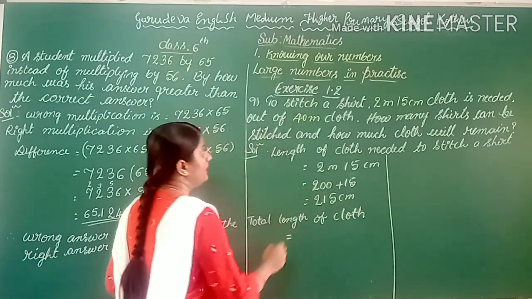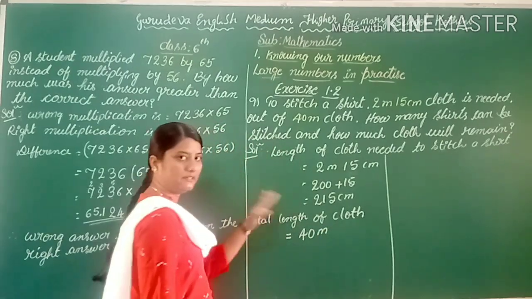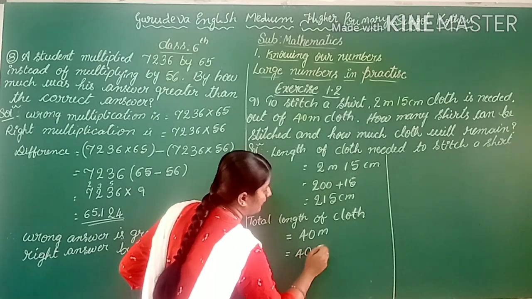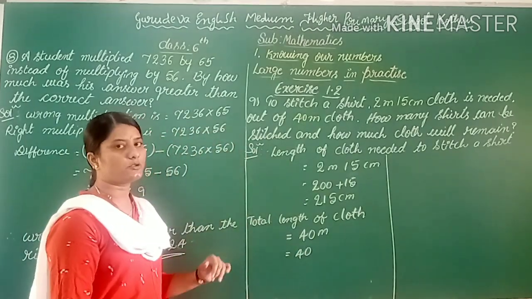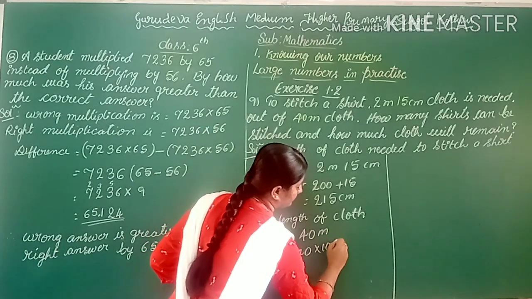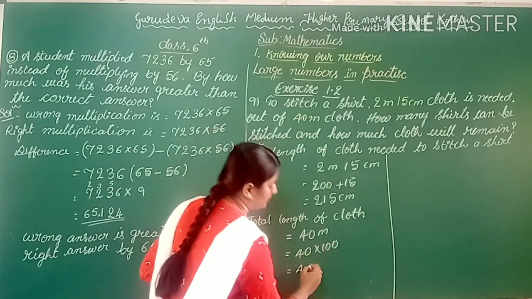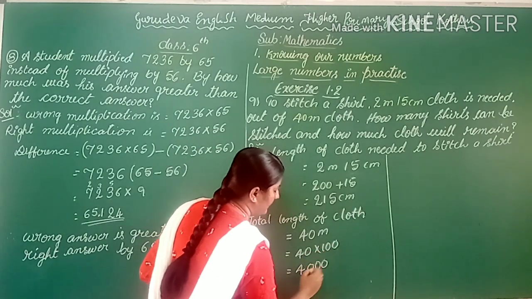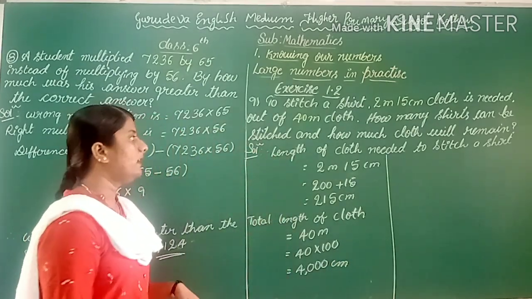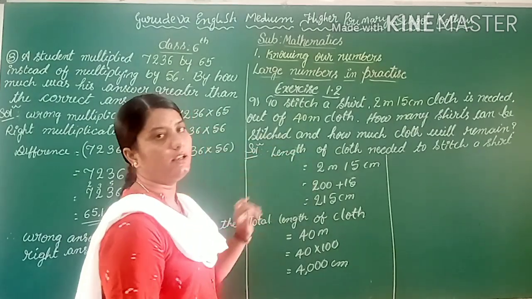Which is equals to 40 meter. It is also in meter, so we have to convert into centimeter. So we know that 1 meter is equals to 100 centimeter. 40 meter into 100 is equals to 4, and here there are the 3 zeros. Write it as it is: 1, 2, 3. That is 4000 centimeter. Then how many shirts can be stitched and how much cloth will remain?